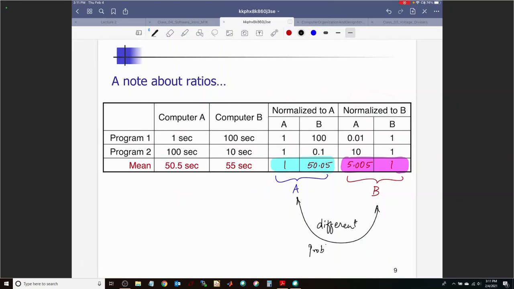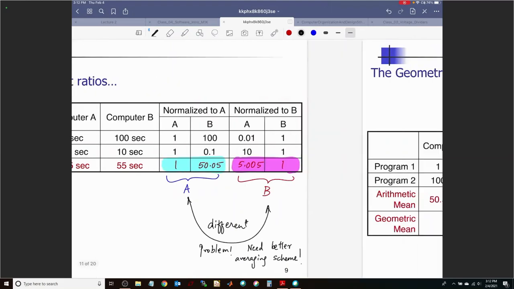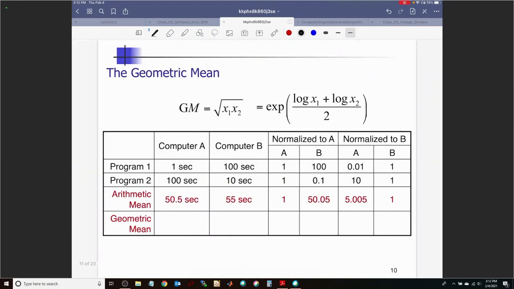And we need a better averaging scheme. Arithmetic mean or weighted arithmetic mean is not doing a good job as far as normalization is concerned, or referencing is concerned. Okay, let's do geometric mean. See if that works out.